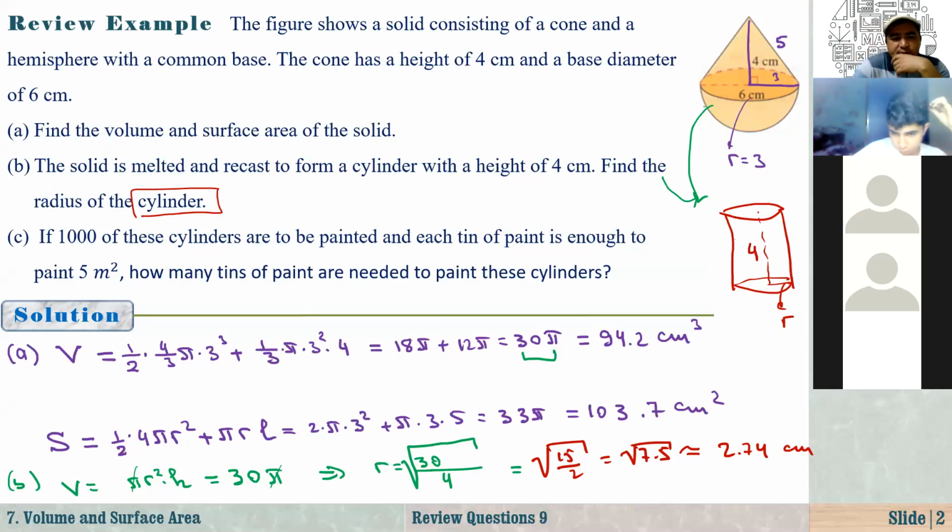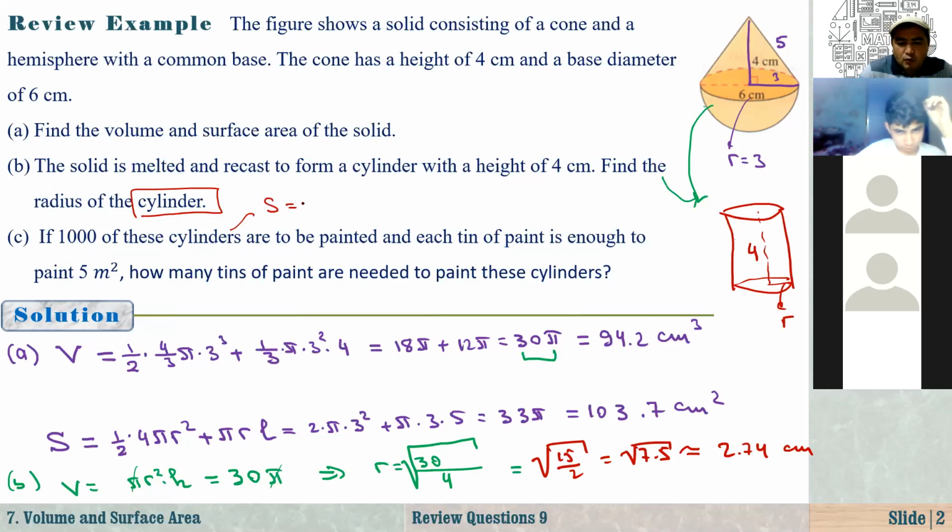And how about the last question? If 1,000 of these cylinders are to be painted, and each tin of paint is enough to paint 5 square meters, how many tins of paint are needed to paint these cylinders? Okay. So how do you solve this? Here we have 1,000 of these cylinders, right? First, we need to find the surface area of one cylinder.